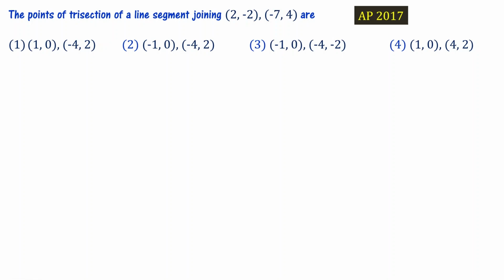The points of trisection of a line segment joining (2, -2) and (-7, 4) are అని అడిగారు. ఇది ఏపీ పాలిసెట్ 2017లో ఇచ్చిన ప్రాబ్లం, రైట్? We have 2 points. Let me call that as A and B, right? I have a line segment joining A and B and we want to get points of trisection. Ante there will be 2 points P and Q such that this line is divided into 3 equal parts. Okay, points of trisection ante adi meaning.